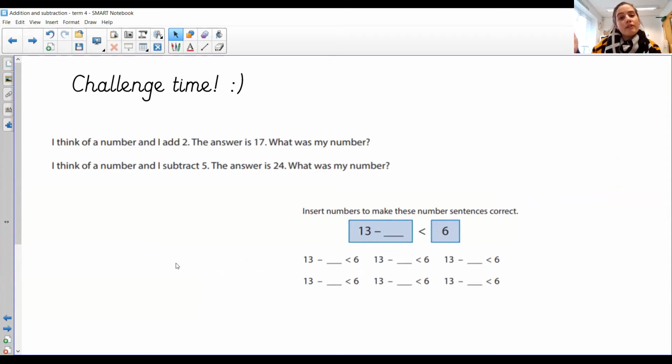And as we go throughout the rest of the term, the addition and the subtraction will get a little bit more challenging and a little bit more tricky. So we just want to get our brains in gear and get them warmed up. I cannot wait to see all of your pictures and things that you've been doing on Class Dojo.